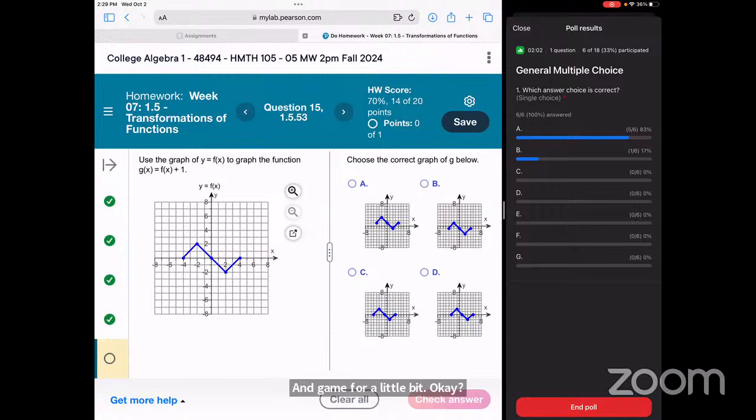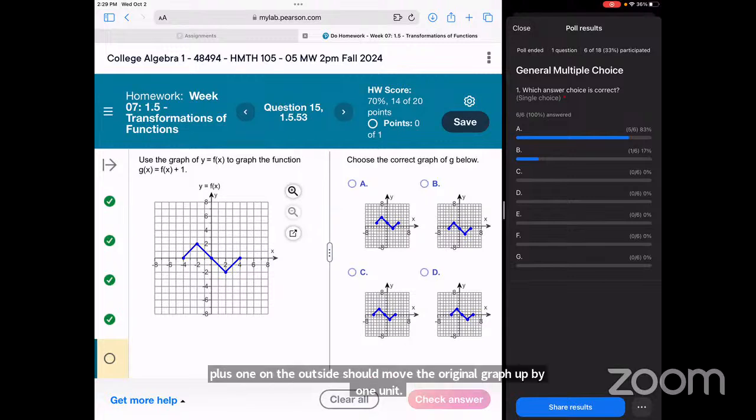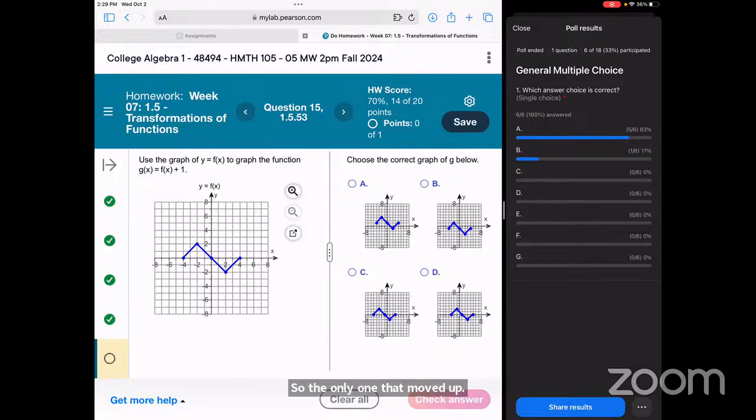So we're given this y equals f of x. Now we've got a +1 on the outside. I think I'm going to go with the majority here. So +1 on the outside should move the original graph up by 1 unit, and you can track the center, the part that's at the origin. The only one that moved up was part A. So we're going to go with A.